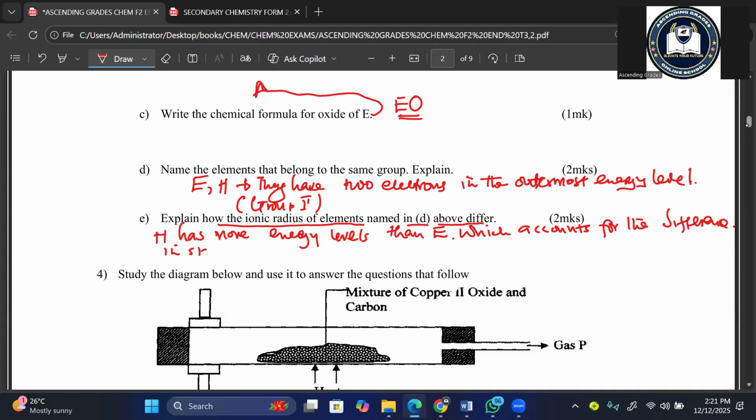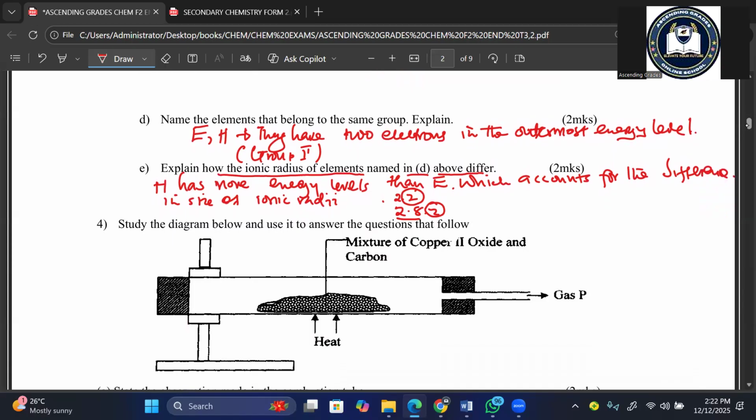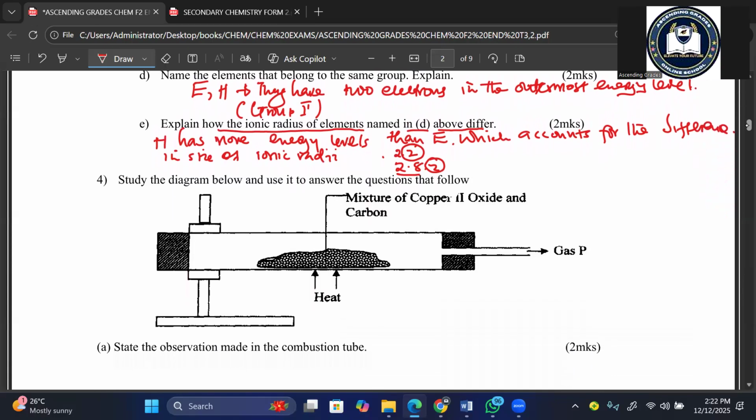In size of ionic radius already. So we have said one has 2.8.2 and another one has 2.2. So when we cancel these ones, this one will remain with 1 energy level and this one will remain with 2 energy levels. That is why H will have larger ionic radii than E.